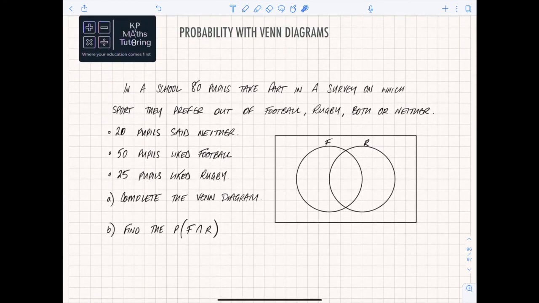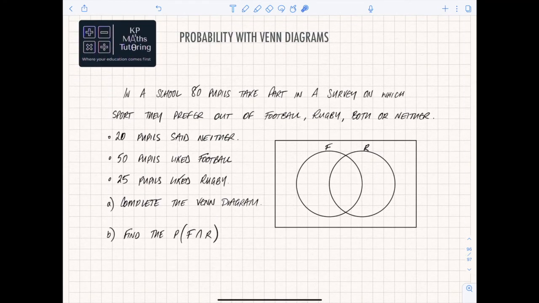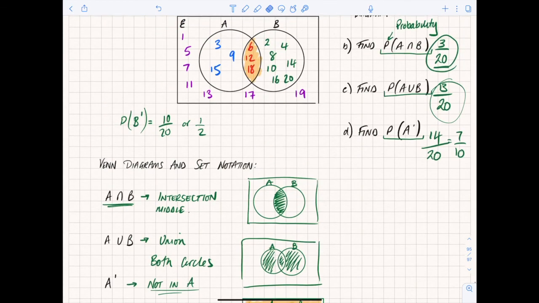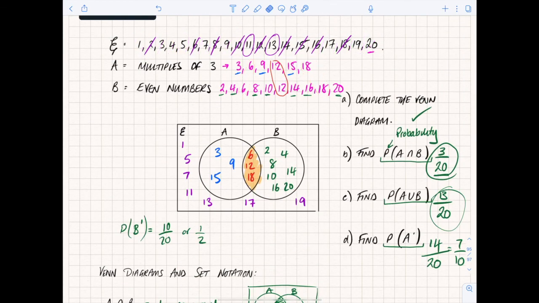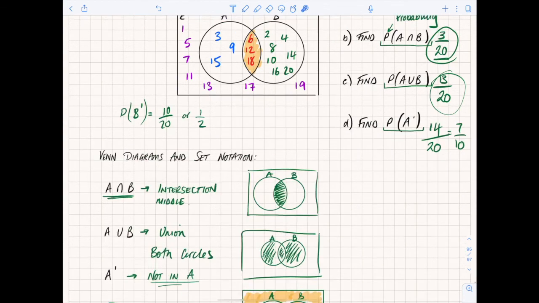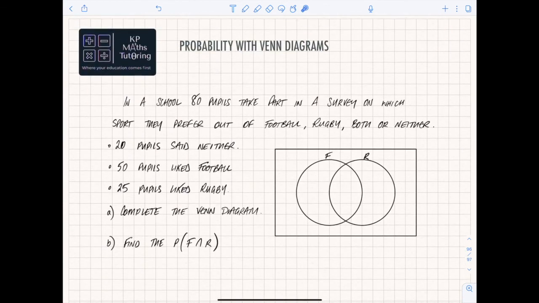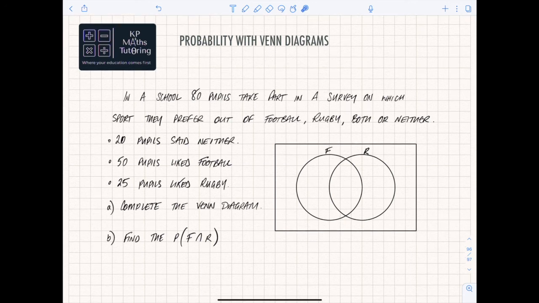So let's also look at a slightly different style with probability and Venn diagrams as well. It might not always be just about numbers like this, where you're given a list of topics like this. It could also be where you were given some information about certain pupils and you need to fill in and find the overlap and fill in the Venn diagram. So let's have a little look at this one now and see what we would do.